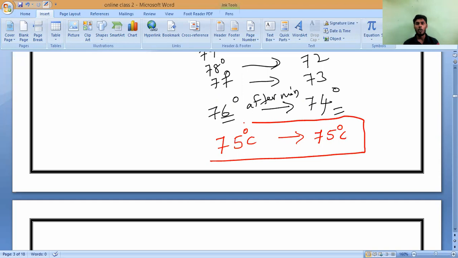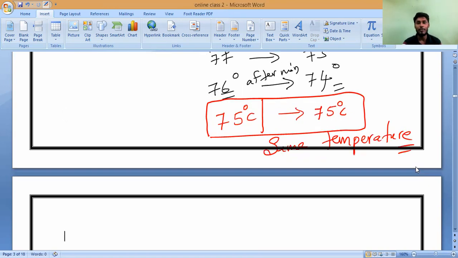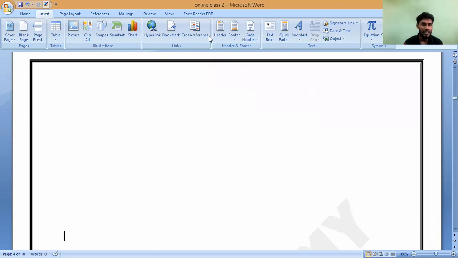Now observe very carefully. Who is the hot object and who is the cold object? They are equal, sir. Both have the same temperature. Is it yes or no? Yes, sir. Both have the same temperature, 75 degrees Celsius, after certain minutes. Now, will heat transfer, Hari? Will heat transfer?